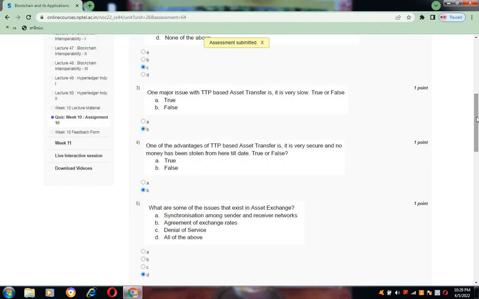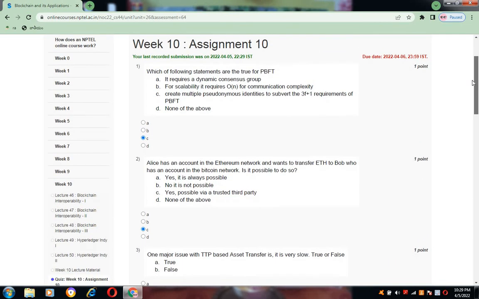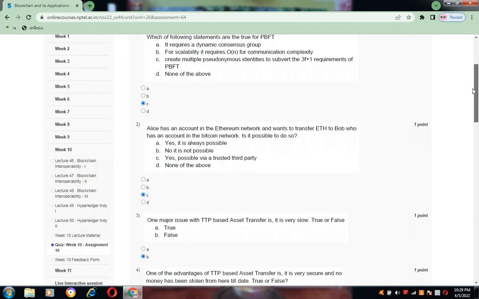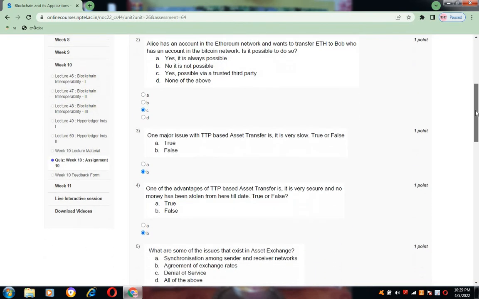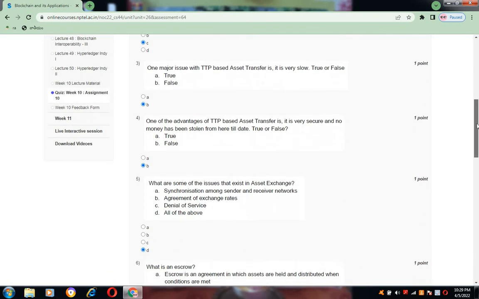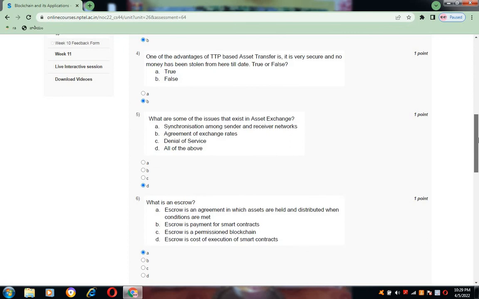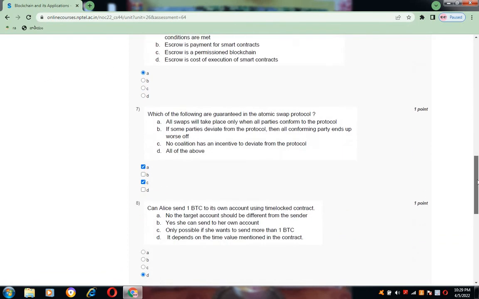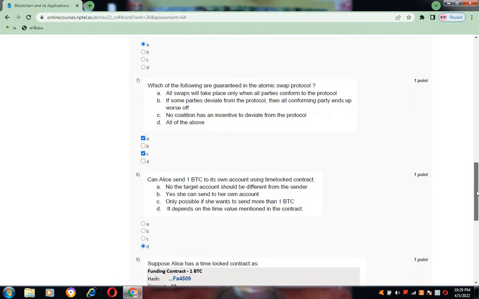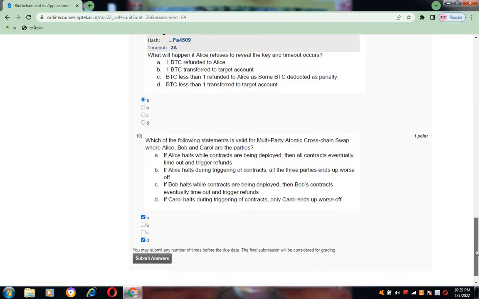Just to go through it once again, I will show the correct answers for each and every question. Question number 1, it is option C. Question number 2, option C. Question number 3, it is B. Question number 4 also, it is B. Question number 5, it is D. Question number 6, it is A. Question number 7, A and C. Question number 8, it is D. Question number 9, it is A. Question number 10, it is A and D.